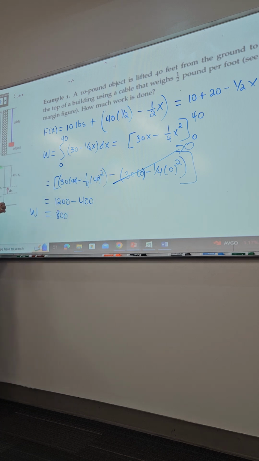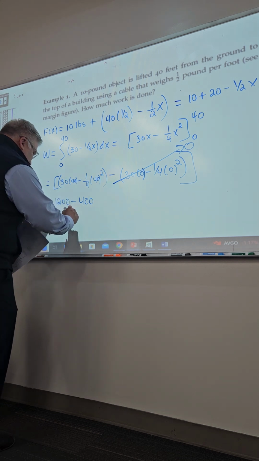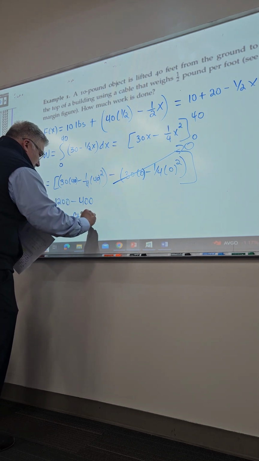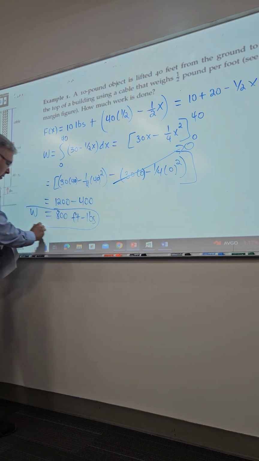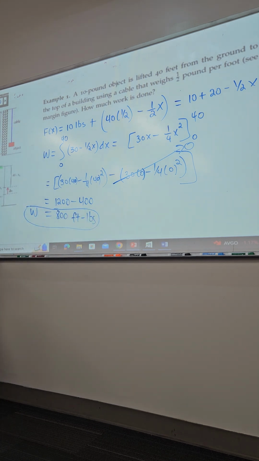Now, if you look at the units, our units are in feet, and we're looking at pounds, right? So it's foot-pounds. Okay? Foot-pounds. Got it? So far, so good? All right.